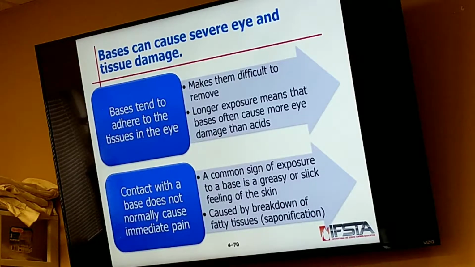Bases can also cause severe eye damage and tissue damage. The bases tend to adhere to the tissue of the eyes, which makes it more difficult to remove. Longer exposures mean that a base can often cause more eye damage than acids.